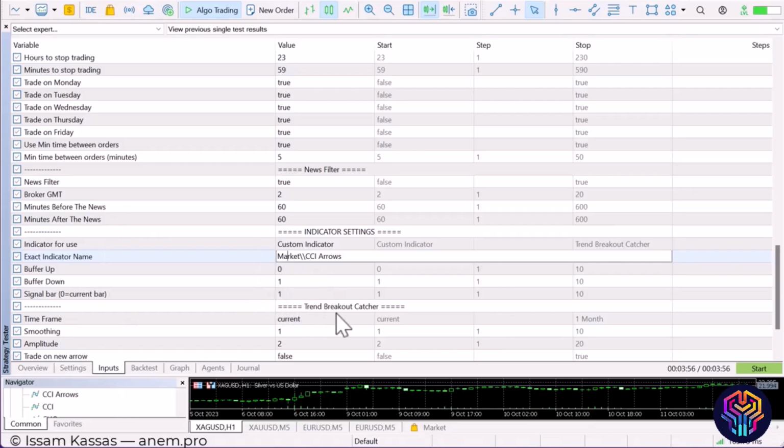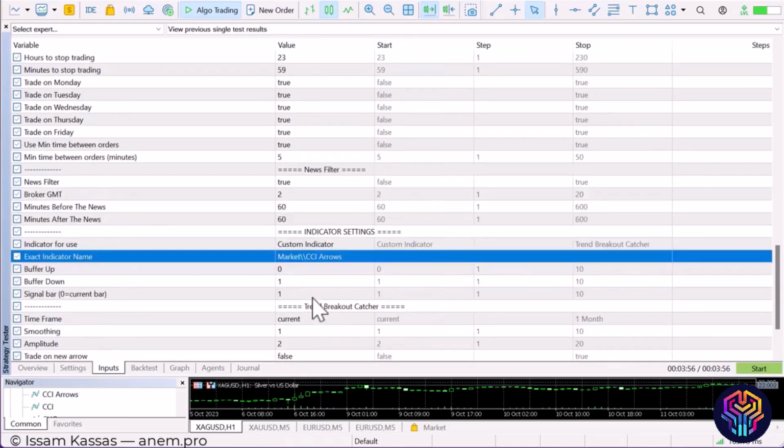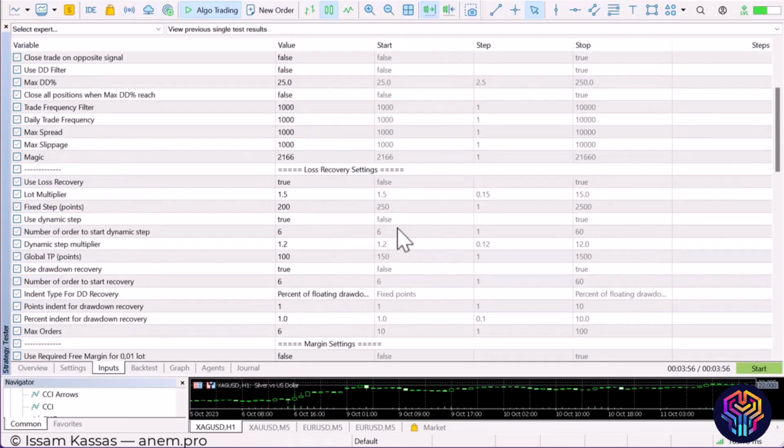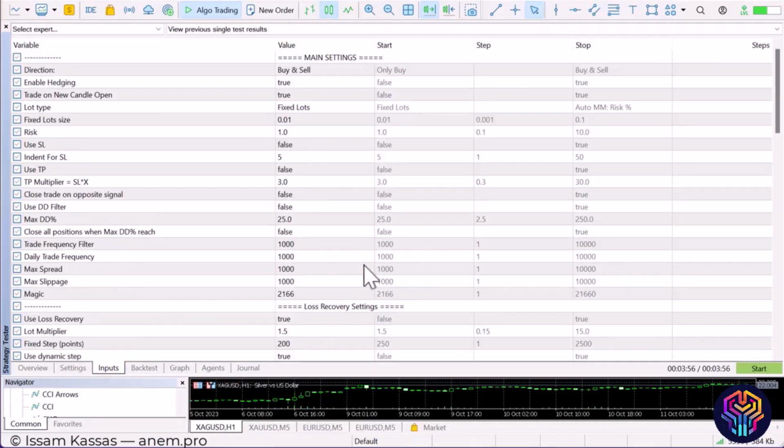It's going to send you alerts, it's going to send you the buffer here, and the buffer is going to help open buy and sell trades by the Universal Expert Advisor. So that's all you need to know about this in this video.